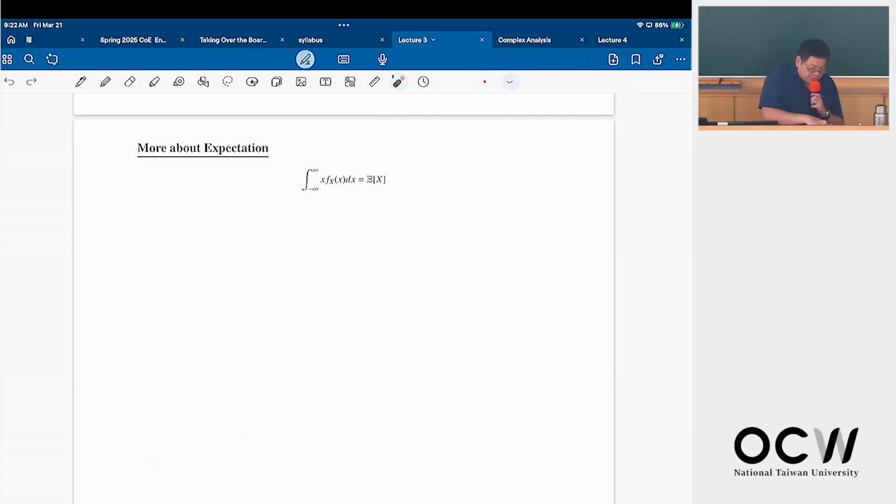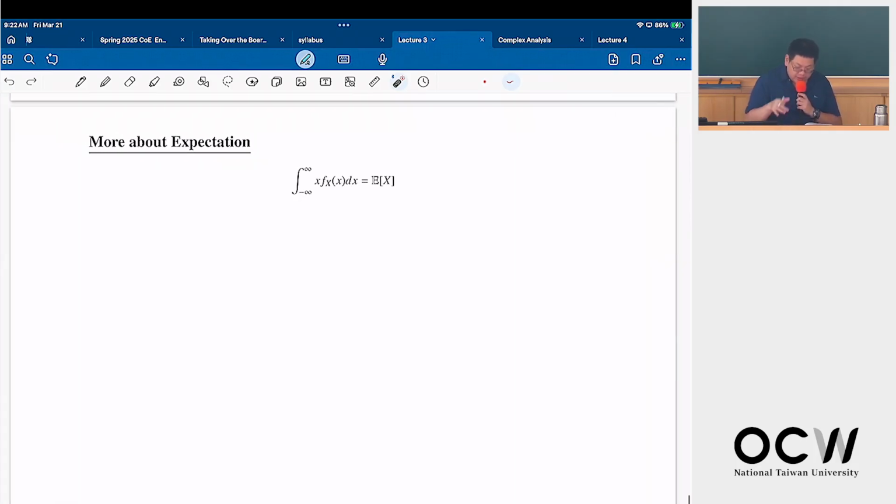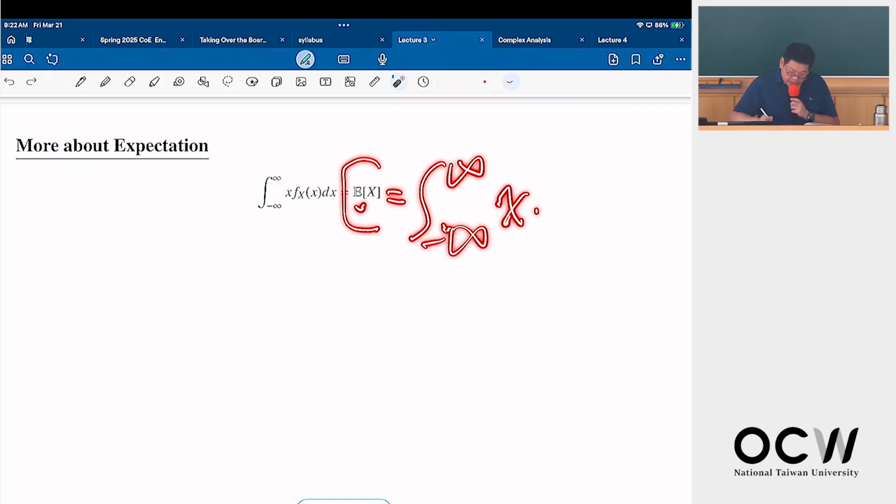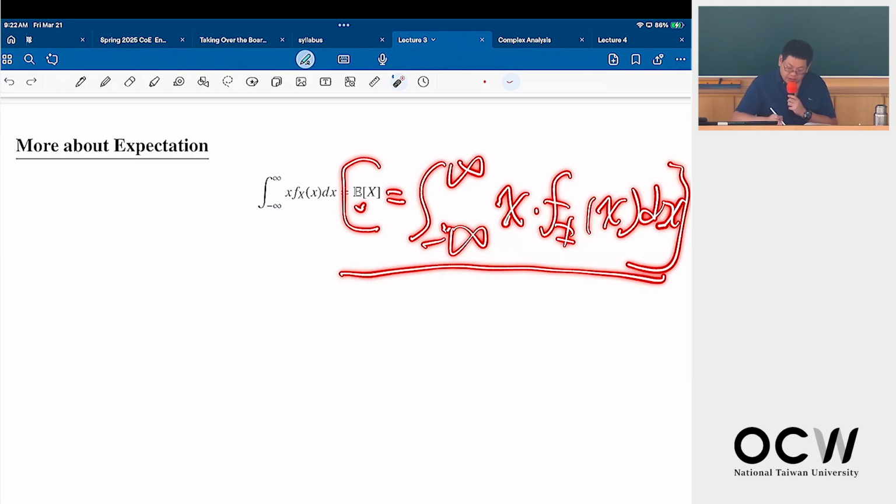Last week we talked about the expectation, and today we will look deeply at the expectation. Okay, so we know that expectation. We learned that expectation is to consider all possible outcomes, so all possible outcomes times their corresponding weightings. Okay, that is the way we learned that.